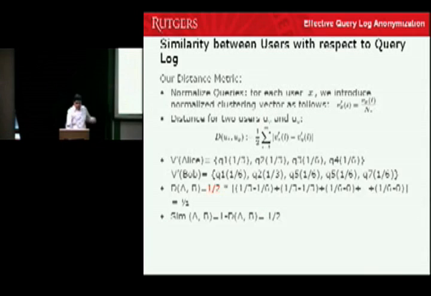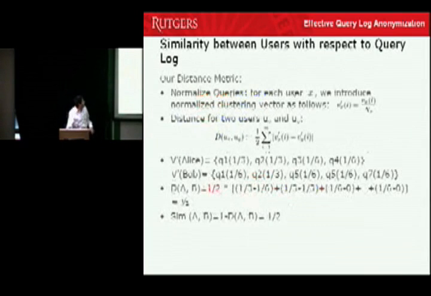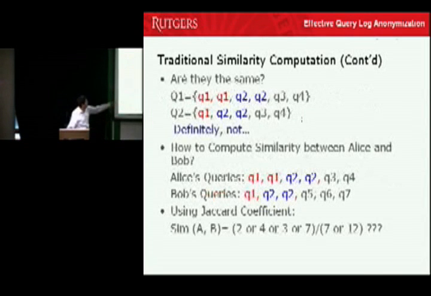So in the same case as before, Alice's queries and Bob's queries over there, you can actually figure out, basically I have 2 queries out of 6 of Q1. So I have 1 by 3, same thing for Q2, 1 by 3, and then 1 each of Q3 and Q4. So 1 by 6. That's my normalized clustering vector for Alice.